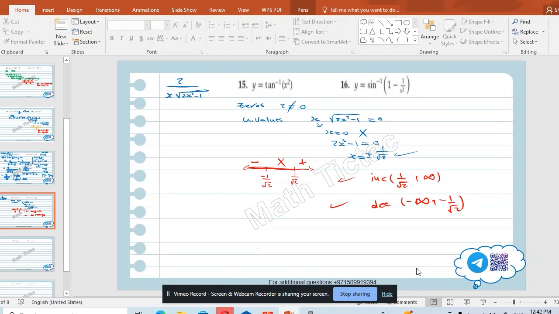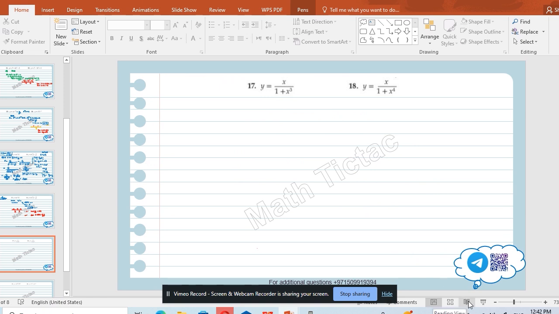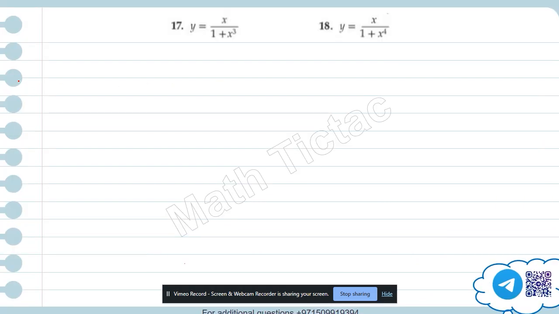At the rational function, how we can find the increasing and decreasing intervals for it. So in question 17, if we would like to find the increasing and decreasing intervals, let's solve question 17.